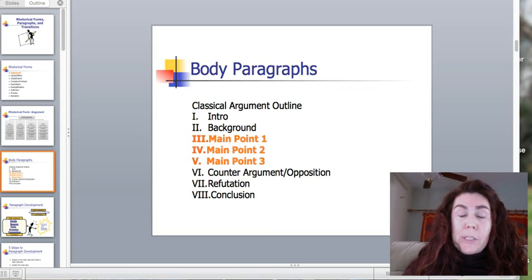So we're specifically looking at the structure of body paragraphs in this lecture, and you just finished an outline that kind of looks like this. You talk about your intro, your background, and then you talk about your main points and do your opposition, your refutation of that opposition, and your conclusion. We're going to talk about how you structure these main points, these body paragraphs.